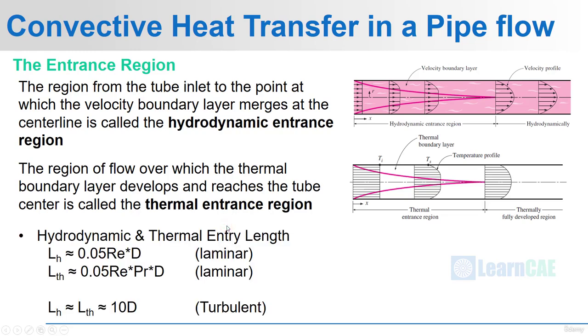The hydrodynamic and thermal entry lengths are given here. L is equal to 0.05 into Reynolds number into D. For laminar case, this is for hydrodynamic entrance region, and for thermal entrance region we have to multiply with Prandtl number. These two are for laminar case, and for the turbulent flow the hydrodynamic entrance length will be approximately equal to thermal entrance length, which is equal to 10d. This is the formula for entry lengths for laminar and turbulent flows.